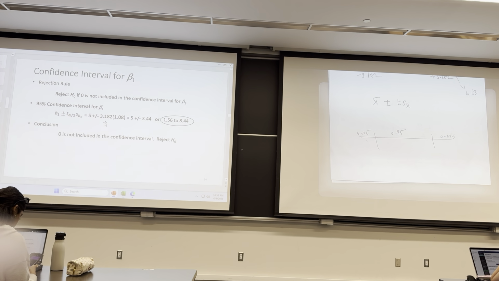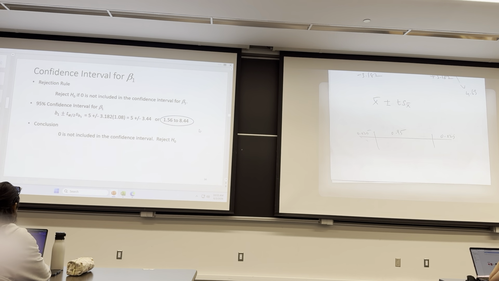Now, I know what my sample slope is. My t-value is 3.182. My standard deviation of the sample slope is 1.08, and the answer is 1.56 to 8.44. With 95% confidence, I can say that the population slope is between 1.56 and 8.44.